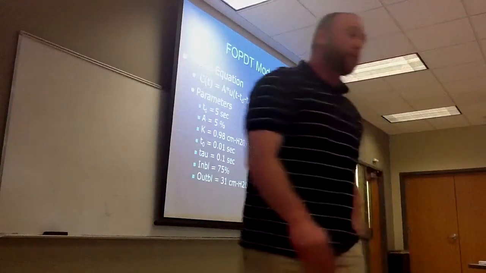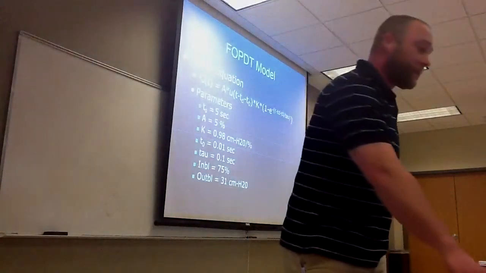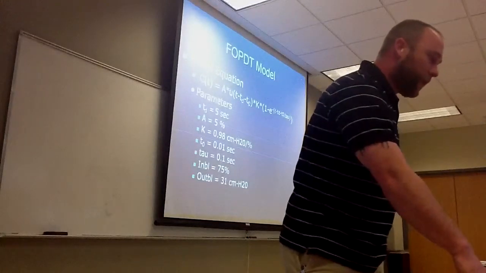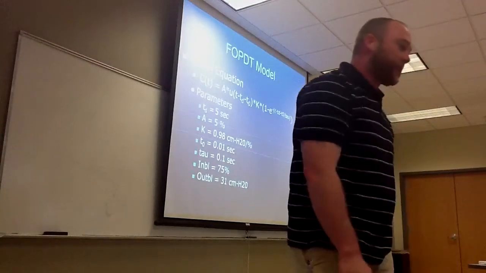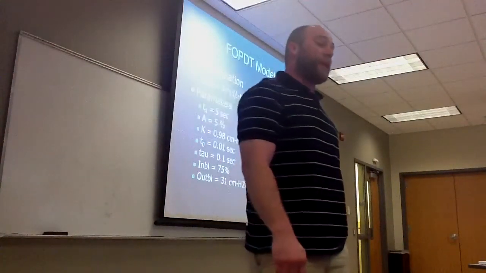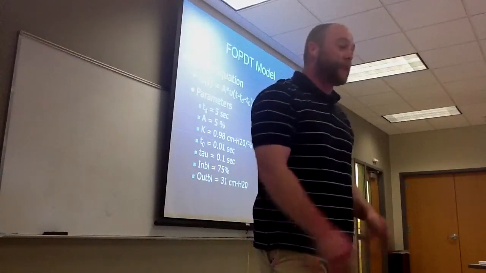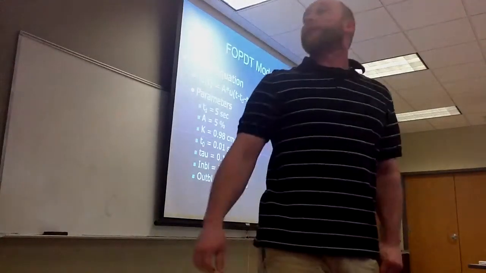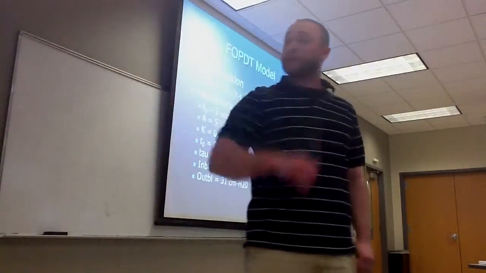For our modeling, our FOPDT model, our equation for C(t), and then our parameters: the time it takes for the jump to occur being 5 seconds, the jump being 5%, our gain being 0.9 centimeters of water over percent, our dead time of 0.01 seconds, our tau of 0.1, and on our system an input of 75% and our output is 31 centimeters of water.